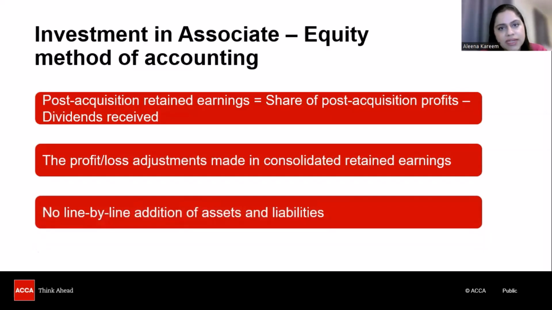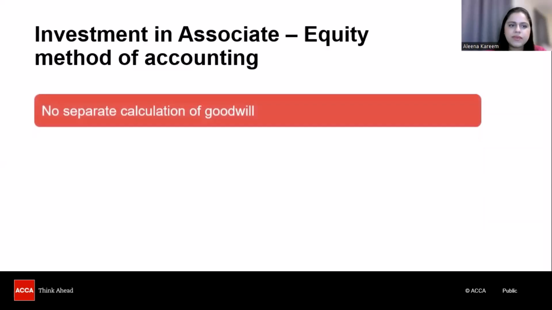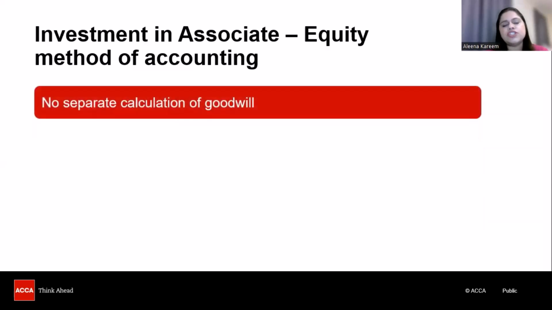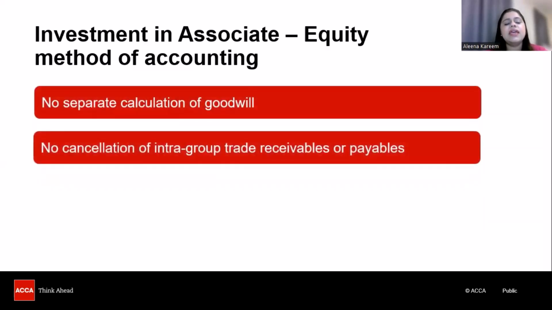Once again, no line-by-line addition is done. It's still a very common error. The examiner has repeatedly pointed out that students at times mix this up and do a line-by-line addition for the associates also. That's not the case. No other working is done. We just have one item on the asset side, and that is the investment in associate. Then there's no separate calculation of goodwill. We just discussed that. There is no cancellation of intra-group receivables or payables.